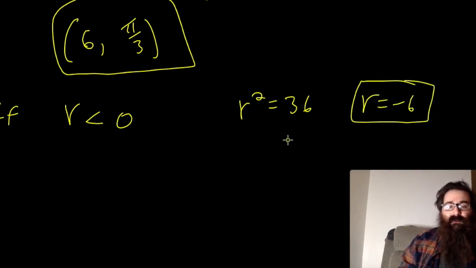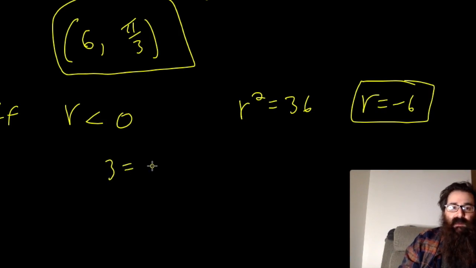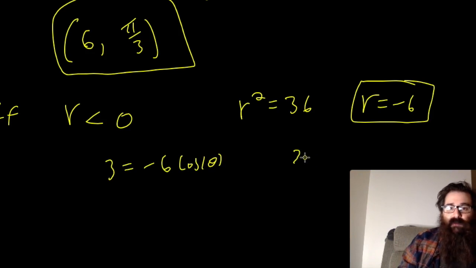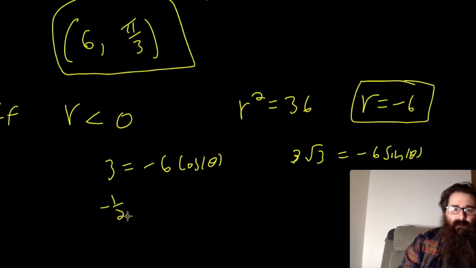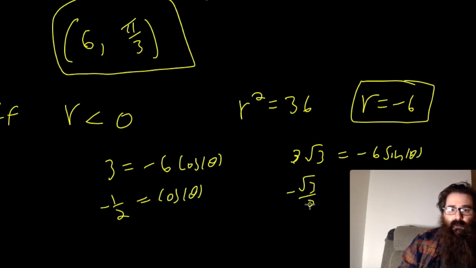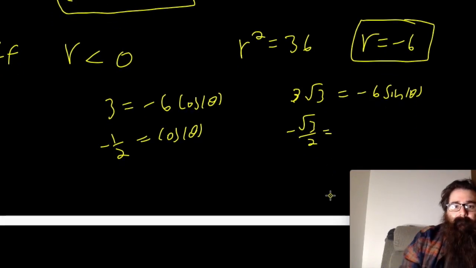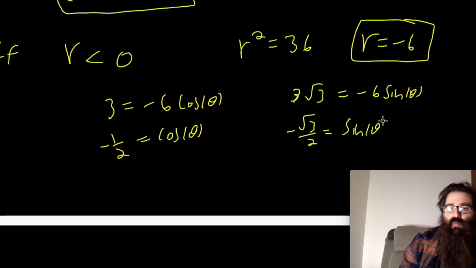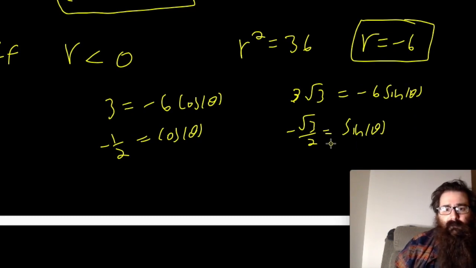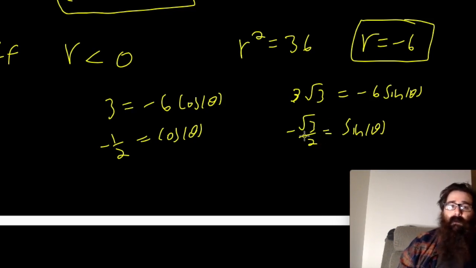And we can go back through those same equations. We could say, x was 3, and now this is equal to negative 6 times cosine theta. And y was 3 square root 3, and now this is equal to negative 6 times sine theta. Solving each of these, negative 1/2 is cosine theta, and negative radical 3 over 2 is sine theta. Now we're really talking about a reference angle. Cosine and sine are both negative, so we have to be somewhere in quadrant 3.